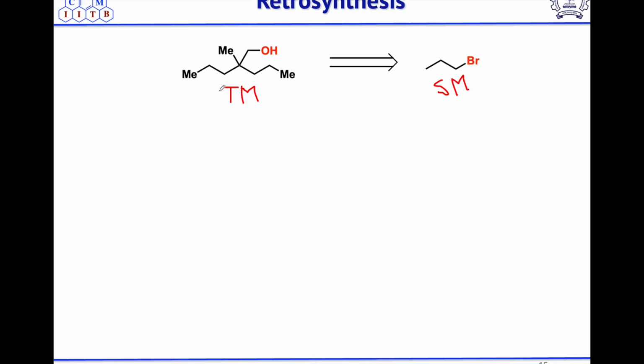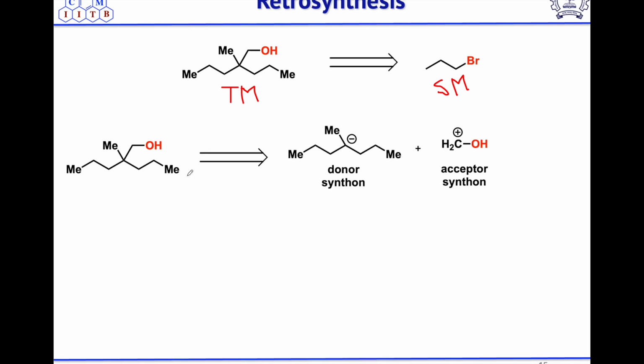If you look at the target molecule, it has this primary alcohol. So the starting material is given. How can we plan the retrosynthetic analysis? Basically we can think about the C-C bond disconnection here. This is a single bond disconnection, and we get this donor synthon, and this is the acceptor synthon, right? Any doubt? So these are the synthons.